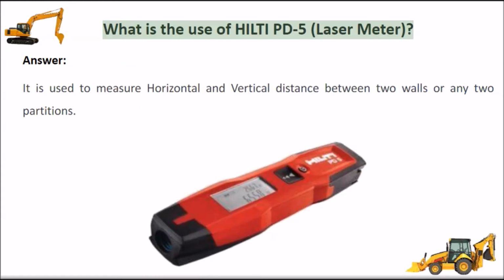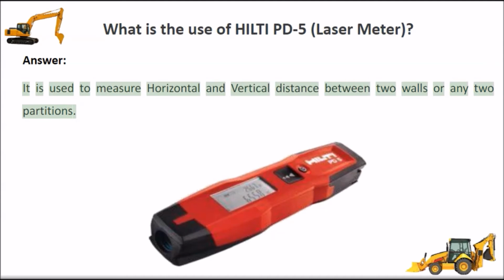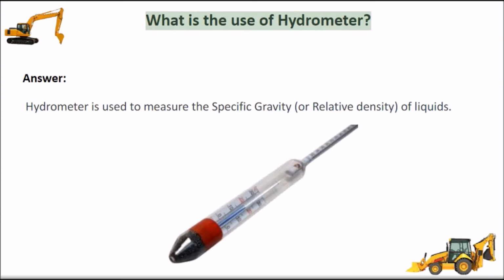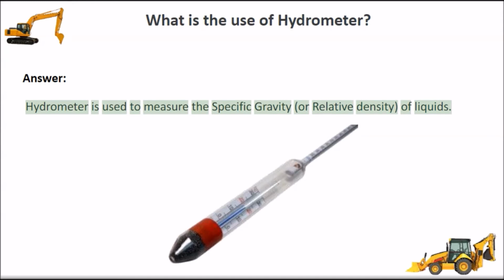What is the use of HILTI PD5 laser meter? Answer. It is used to measure horizontal and vertical distance between two walls or any two partitions. What is the use of hydrometer? Answer. Hydrometer is used to measure the specific gravity, or relative density, of liquids.